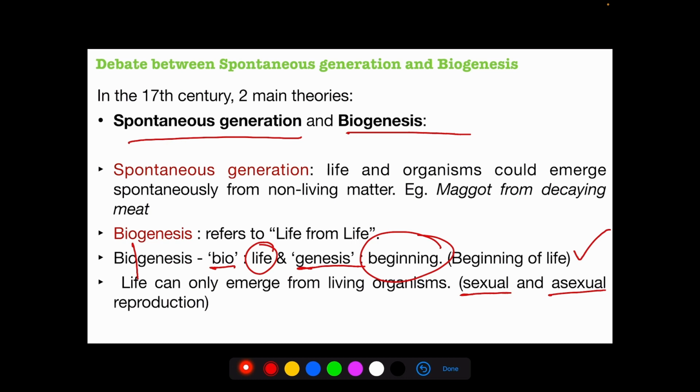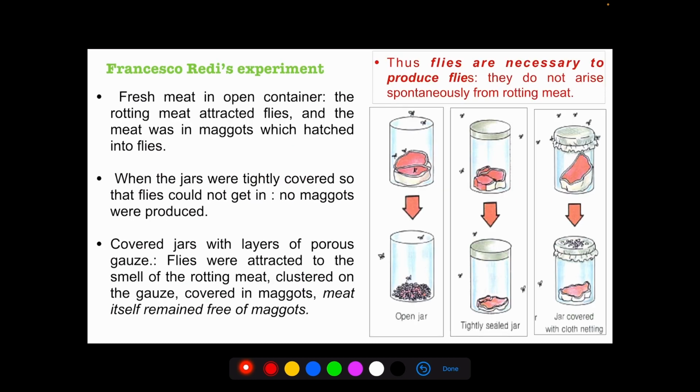Now, like I said, lots of experiments were conducted to prove and also disprove these theories. So we are going to look at some of them and what transpired over there. So the first scientist who set out to disprove spontaneous generation was Francisco Redi. And what he did was he put fresh meat in an open container, which was decaying meat anyway. So the decaying meat attracted flies onto itself, as you can see over here, and the meat was soon covered with maggots. And the maggots also hatched into new flies, as you can see in the open jar over here.